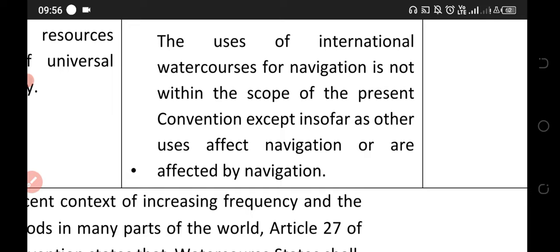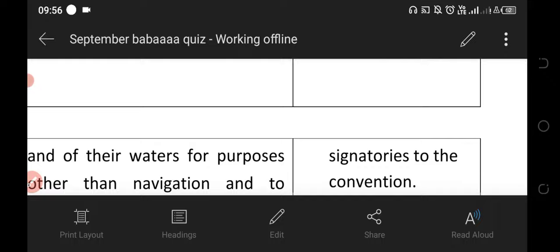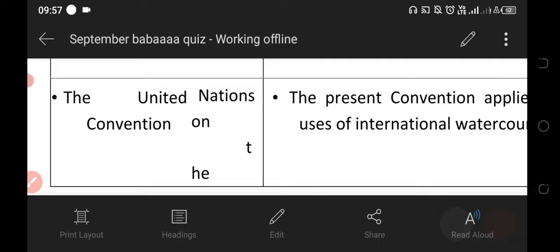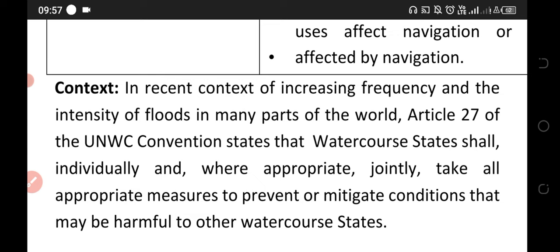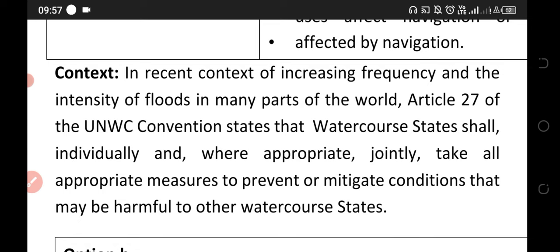Both India and China are not signatories to the convention. So why should it be out of them? In the recent context of the increasing frequency and intensity of floods in many parts of the world, the UNWC convention states that watercourse states shall individually and, where appropriate, jointly take all appropriate measures to prevent or mitigate conditions that may be harmful to other watercourse states.